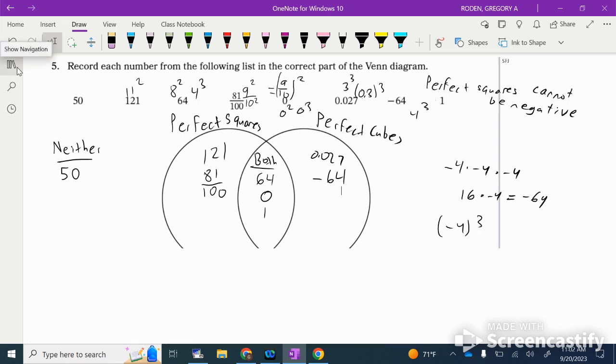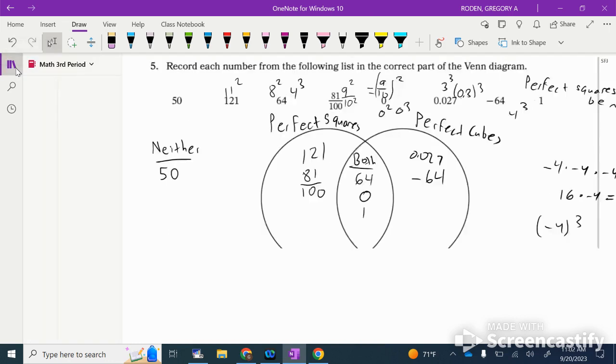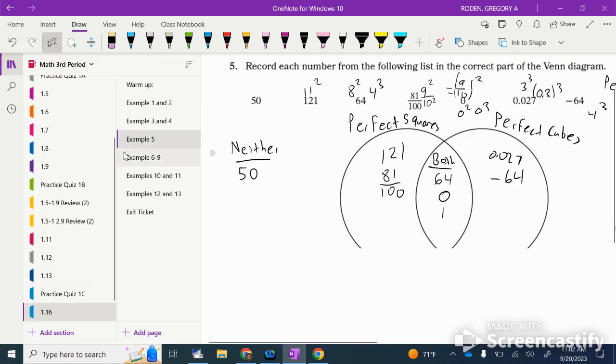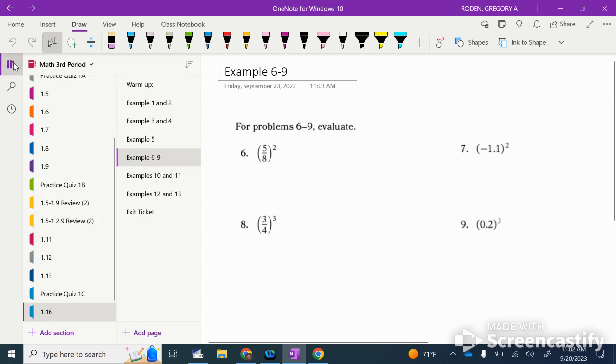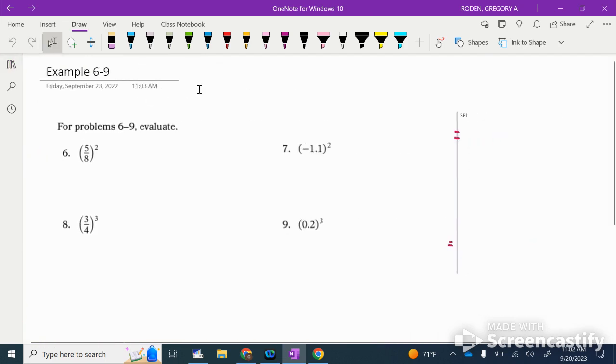Ready to move on? Okay. Now we're doing a bit of practice. This should be pretty quick.